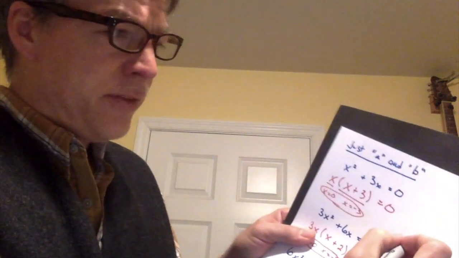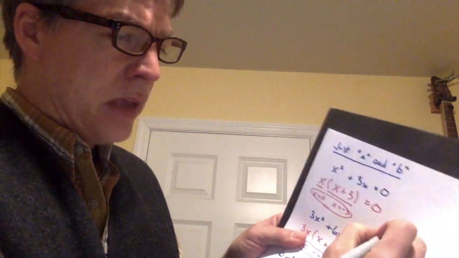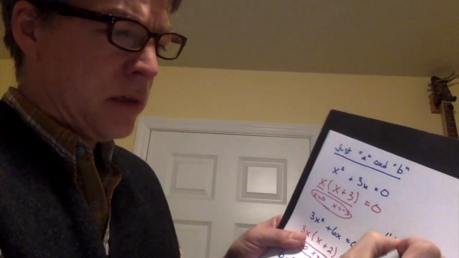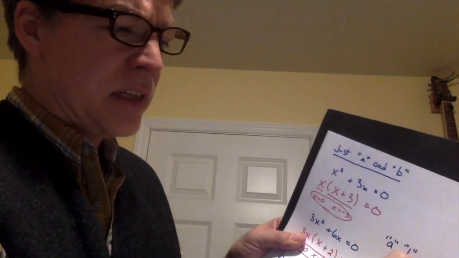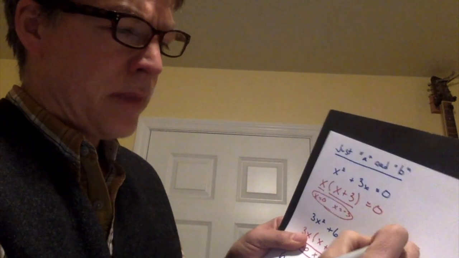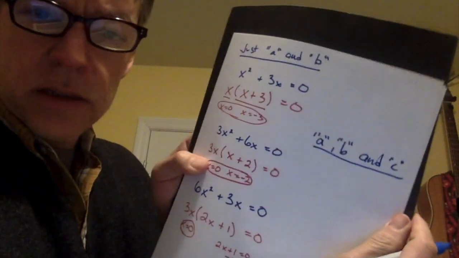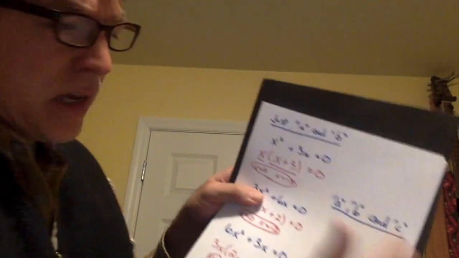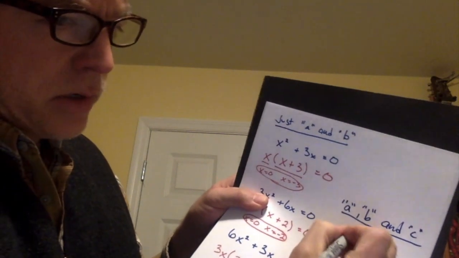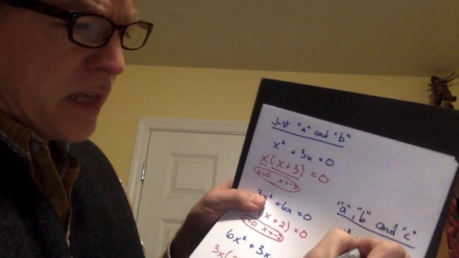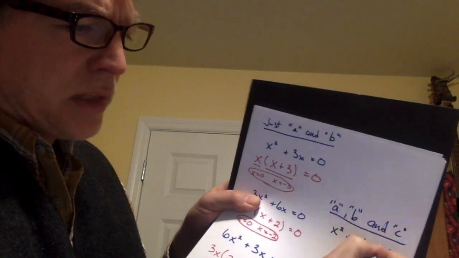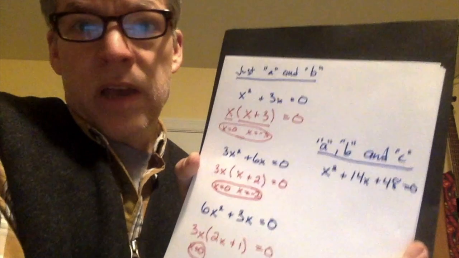But you were probably wondering, Mr. H, tell me. Let's say that I got the full boat. Let's say I have A, B, and C. So let's say that I have x squared plus 14x plus 48 equals 0. Holy moly, how do I solve that one?